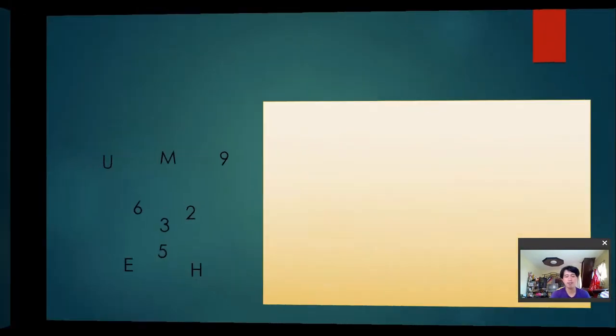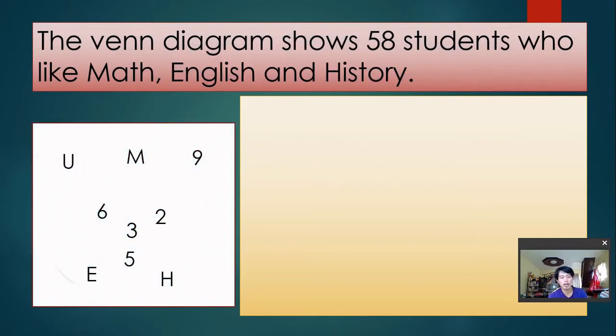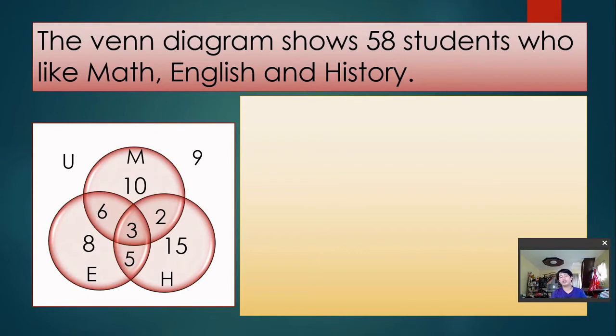Now, another example of a problem. Okay, so here is the Venn diagram. The data shows 58 students who like math, English, and history. Now, there are three circles that we draw here because there are three subjects involved: math, English, and history. M stands for math, E stands for English, and H stands for history. Let's interpret what is 10, what is 9, what is 2, what is 3, 6, 8, 5, and 15.